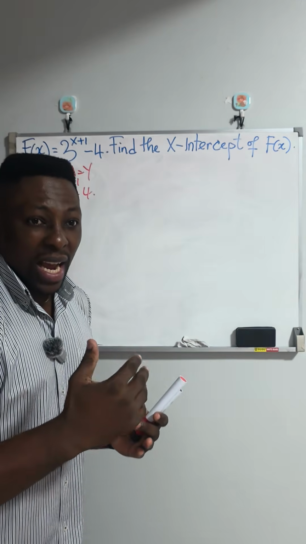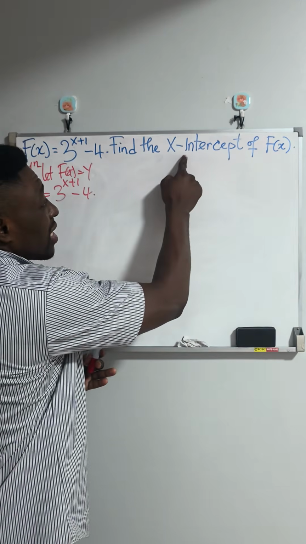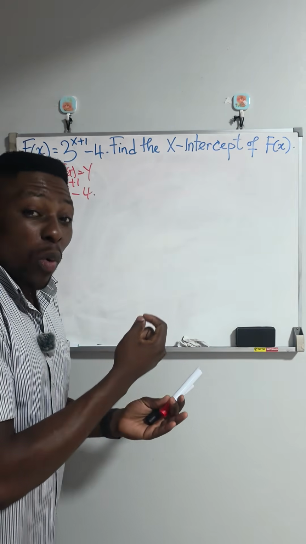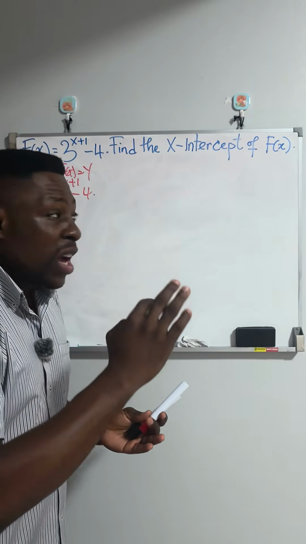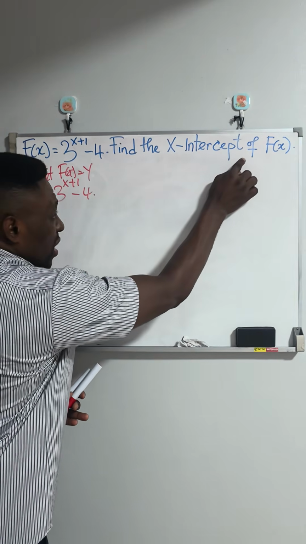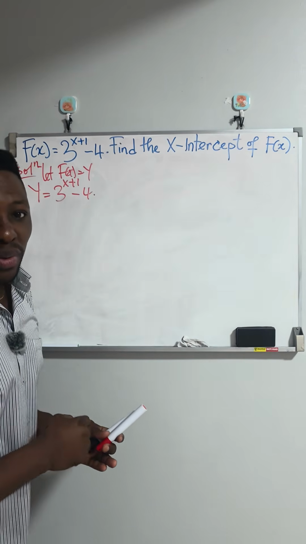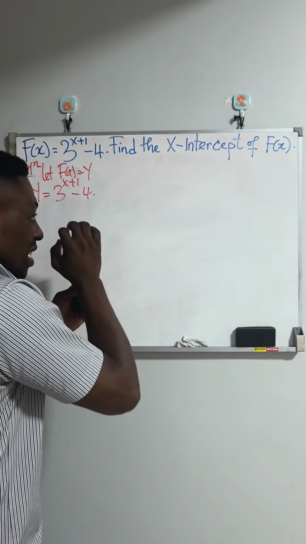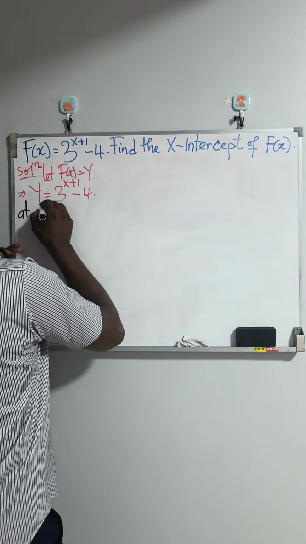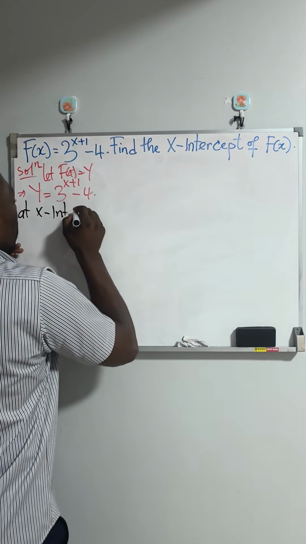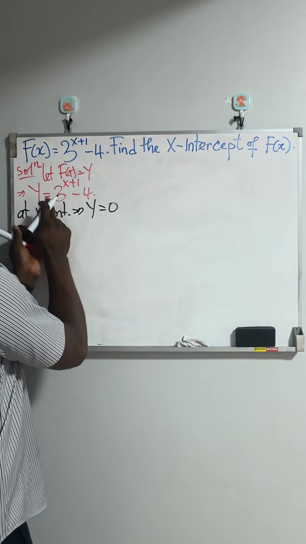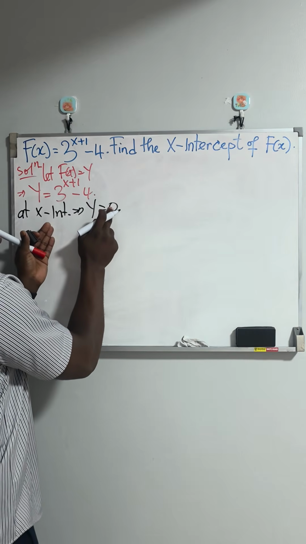I repeat, at the point where the graph touches the x-axis, the corresponding y-coordinate should be equal to 0. The summary of what I'm saying is this. At the x-intercept, y should be equal to 0. All right? So this is the key element for this question. So at the x-intercept, it implies y should be equal to 0. Therefore, let's come back here. What is y? y is all of this. Let's equate it to 0.